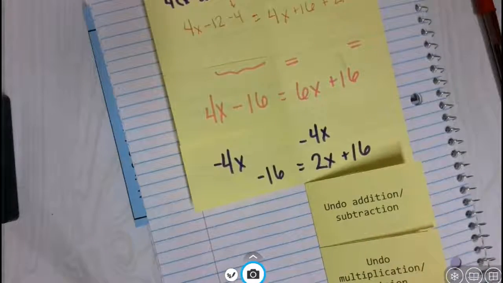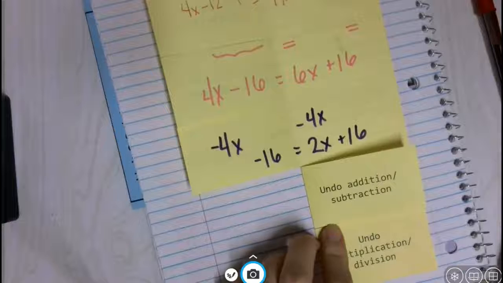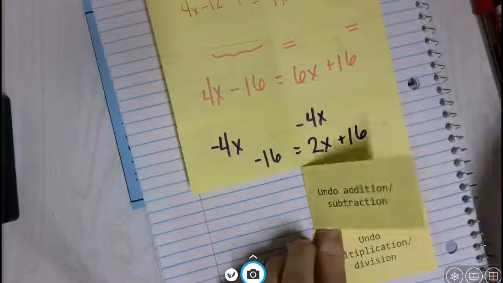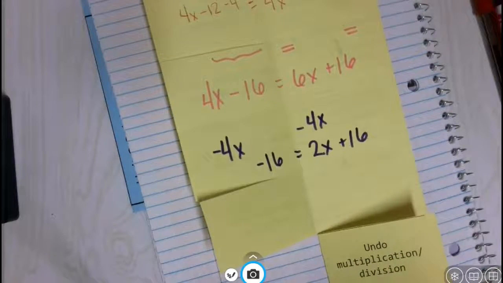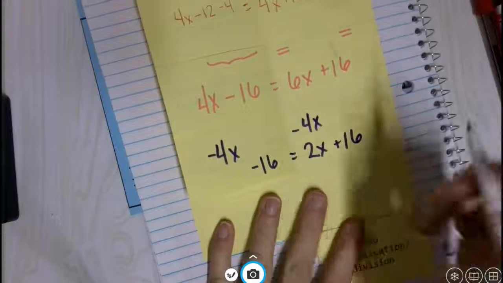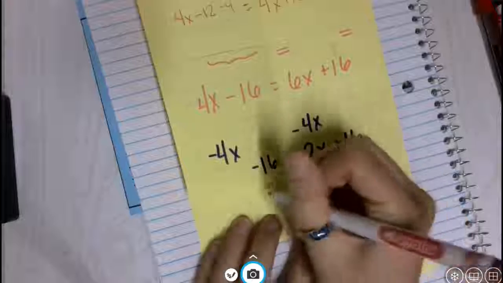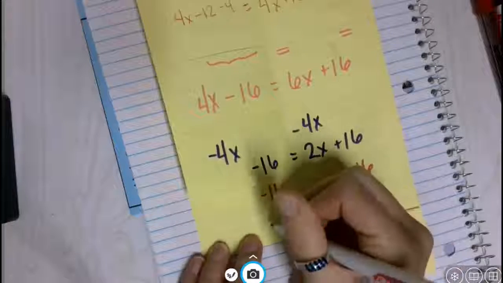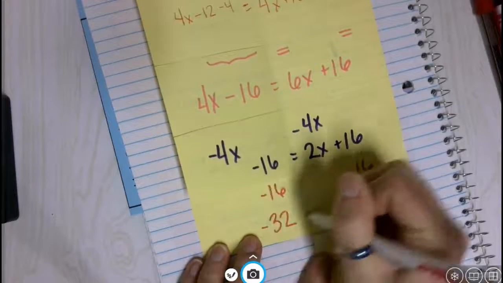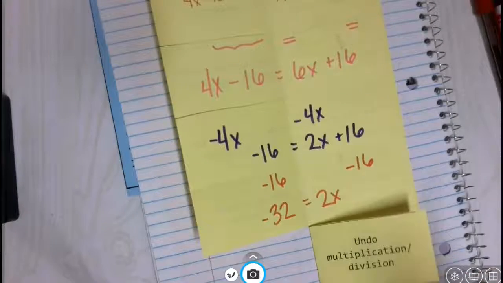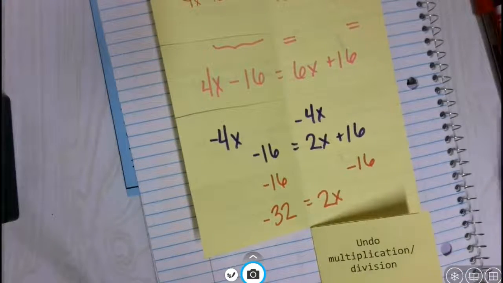So now I can continue my steps by undoing any addition or subtraction that's being done to my variable. And I see that it has 16 being added to it. So I'm going to go ahead and subtract my 16 from both sides. And I'm left with negative 32 equals 2x. So then I can do my final step and undo any multiplication or division.